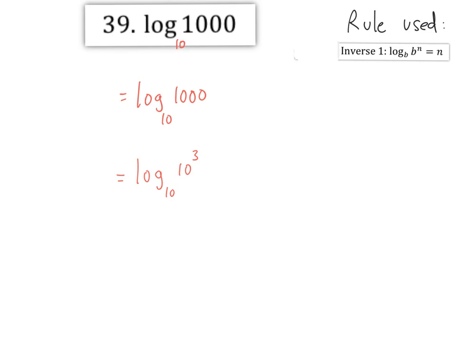Okay, and then now that these bases match, using the inverse rule, the answer is just whatever that exponent is.